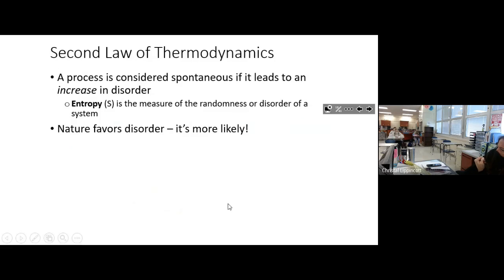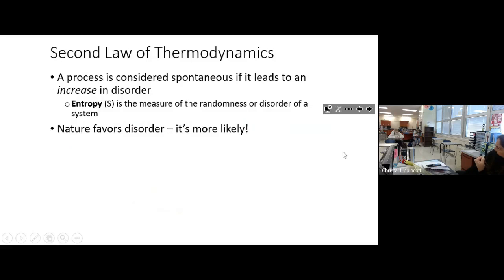The second law of thermodynamics has to do with entropy. A process is considered spontaneous if it leads to an increase in disorder or an increase in microstates. So entropy is a measure of randomness or disorder, a greater number of microstates. Nature favors this greater number of microstates or disorder. Like my desk.